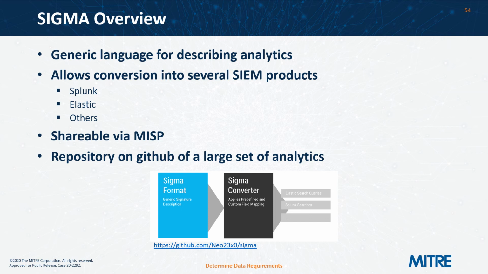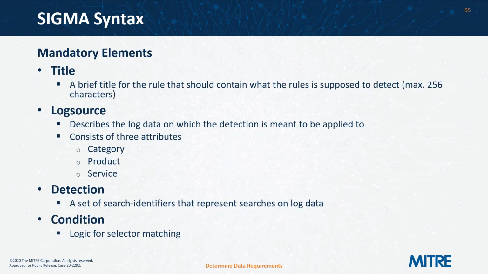Let's review this syntax so you're familiar enough to peruse the Sigma repository and consider those analytics for use in your environment, and also be prepared to start writing your own Sigma analytics. Sigma calls these analytics rules. Sigma analytics, or rules, are written in YAML. Field names are followed by colons and then the value for that field.